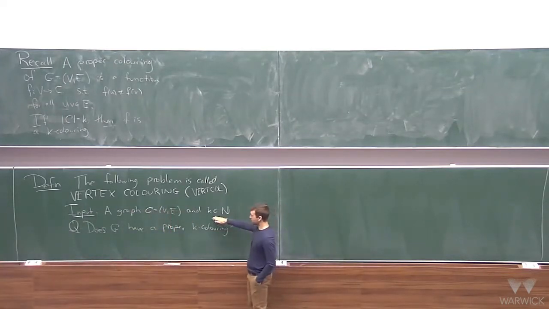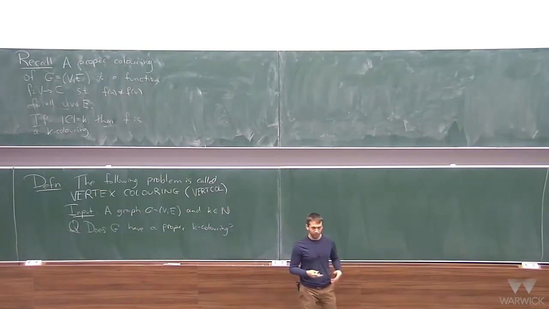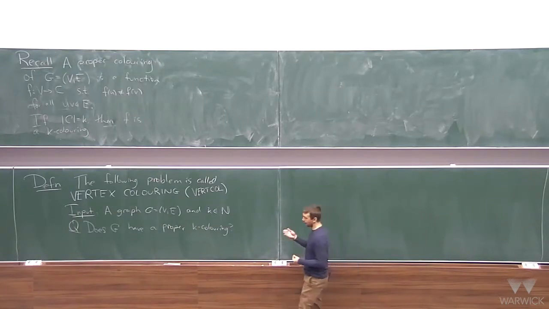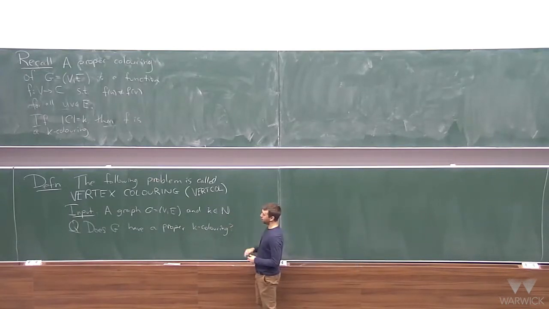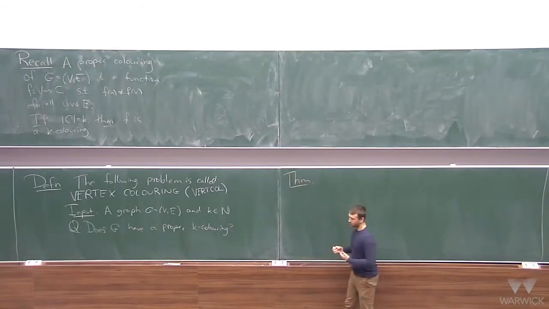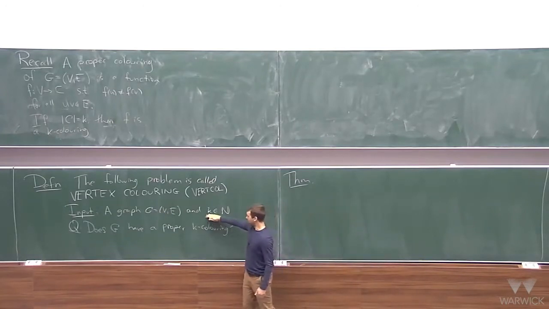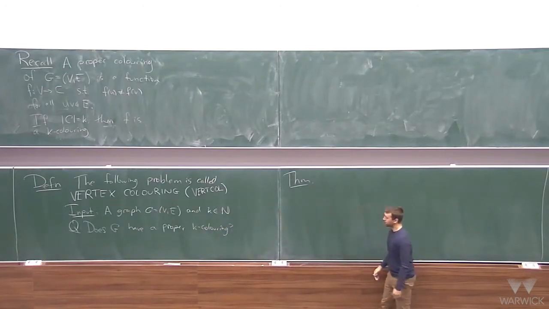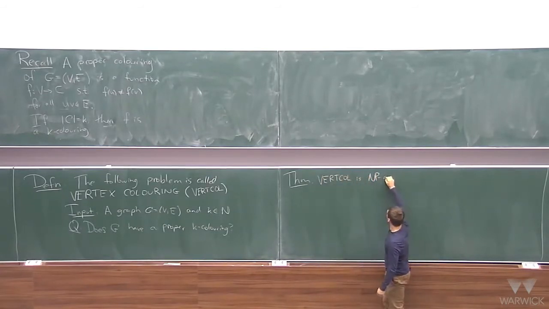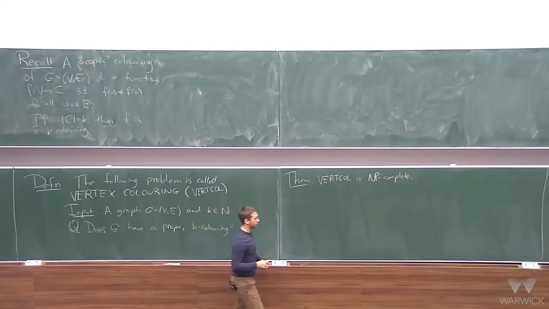So what I said yesterday was that even deciding if a graph has a coloring with 3 colors is NP-complete. What we're going to prove is that this is NP-complete, and that's a weaker version of that problem because here we have the number of colors as part of the input. But in any case, it's interesting to know that this is NP-complete. So vertex coloring is NP-complete. Okay, so we're going to actually prove this.